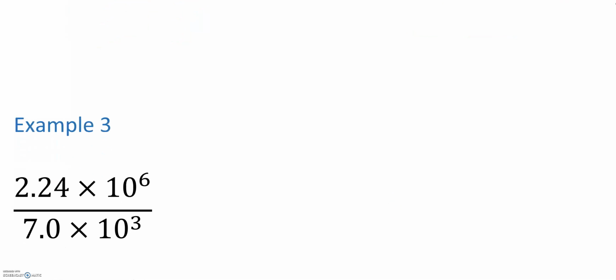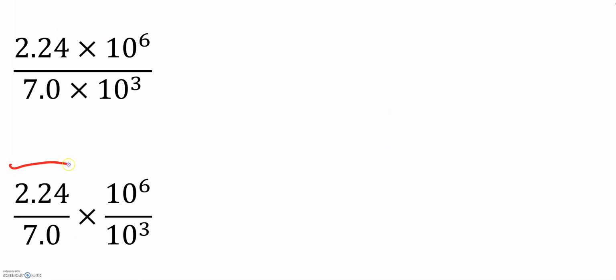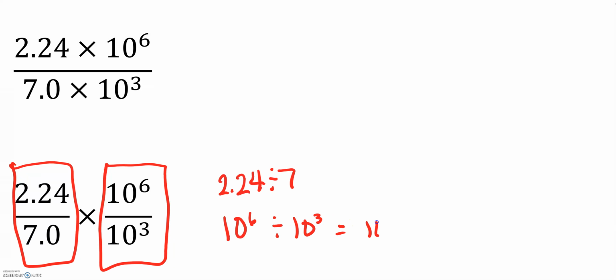Here I have 2.24 times 10 to the 6th divided by 7 times 10 to the 3rd. So what do you think we should do first? Right, we should split these up into two different fractions. And I'm going to divide 2.24 by 7 on my calculator. And then I'm going to divide 10 to the 6th by 10 to the 3rd, which means I will subtract my exponents.